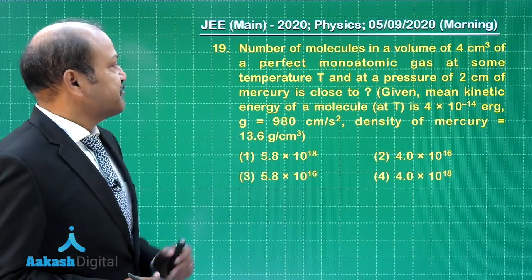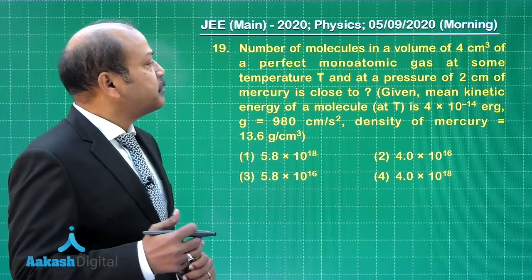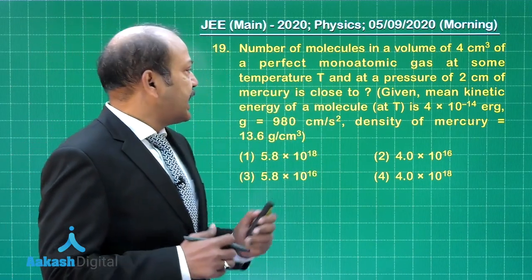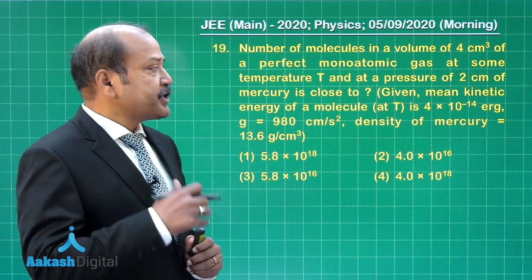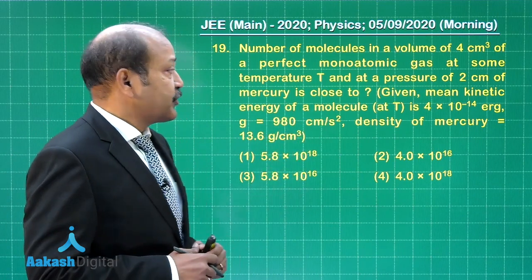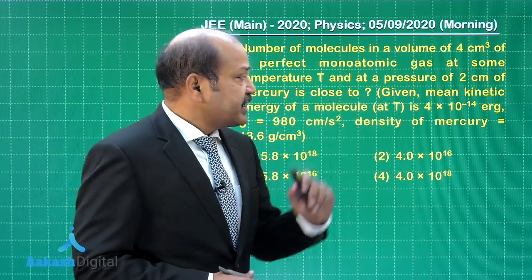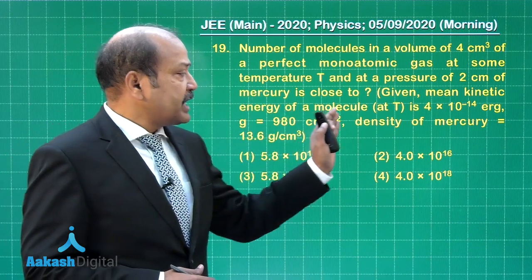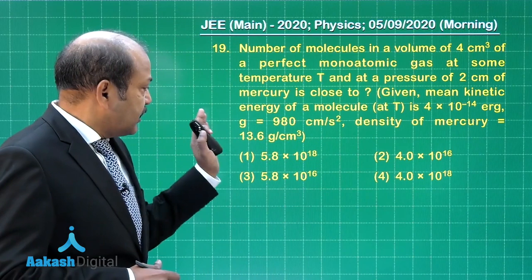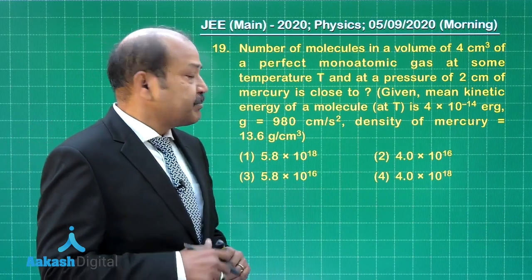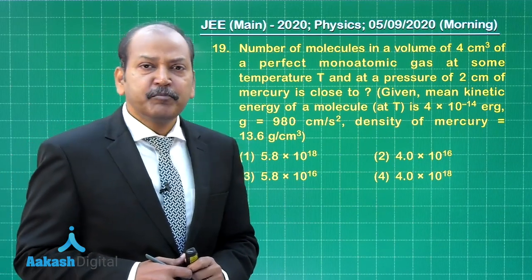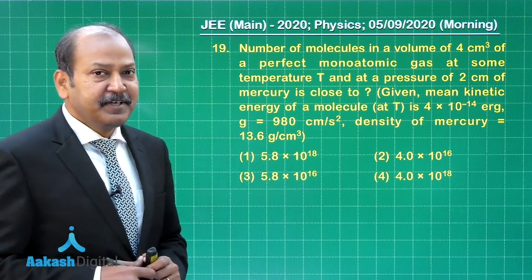Question 19 says the number of molecules in a volume of 4 cubic centimeter of a perfect monoatomic gas at some temperature T and at a pressure of 2 centimeter of mercury is close to what? The information given is that the mean kinetic energy of a molecule at temperature T is 4 into 10 to the power minus 14 erg. The value of g is given as 980 centimeter per second square, and the density of mercury is 13.6 gram per cubic centimeter.